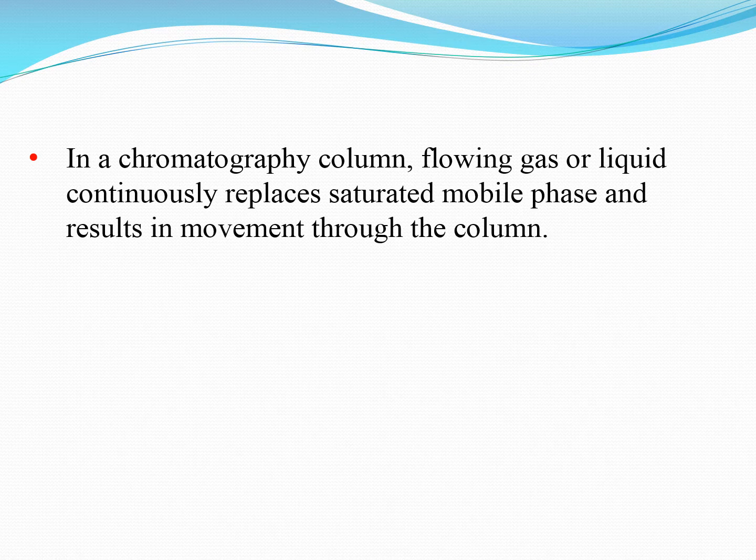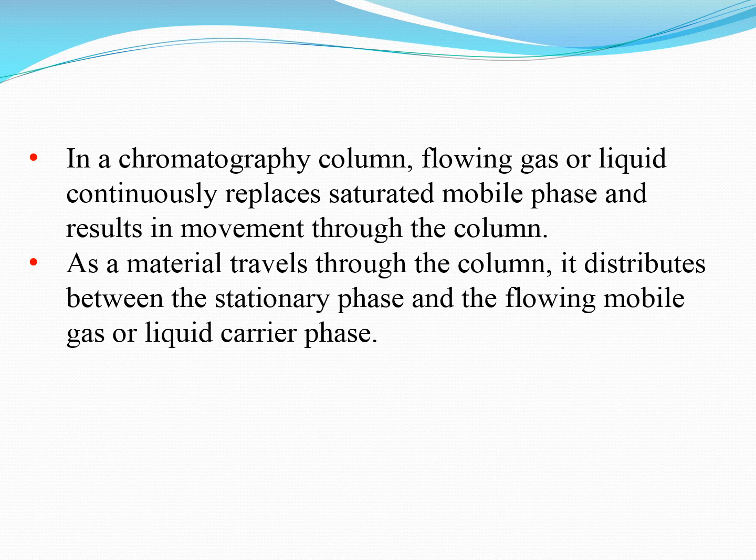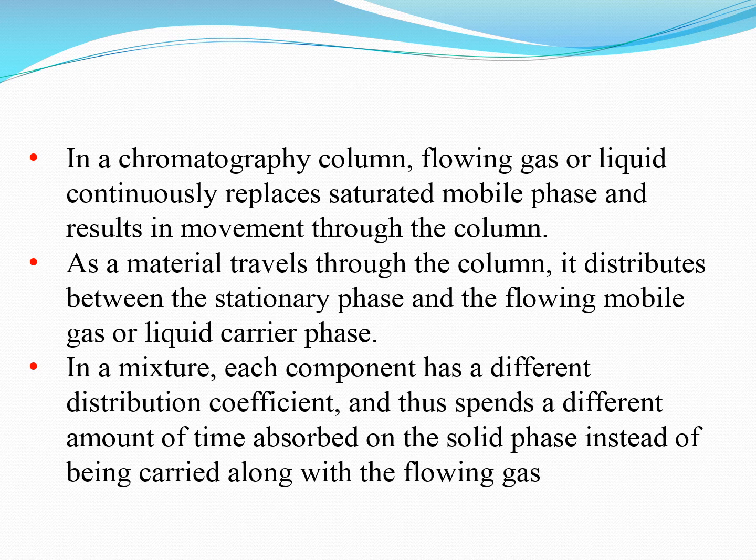In a chromatography column, flowing gas or liquid continuously replaces saturated mobile phase and results in movement through the column. As a material travels through the column, it distributes between the stationary phase and the flowing mobile gas or liquid carrier phase. In a mixture, each component has a different distribution coefficient and thus spends a different amount of time absorbed on the solid phase instead of being carried along with the flowing phase.